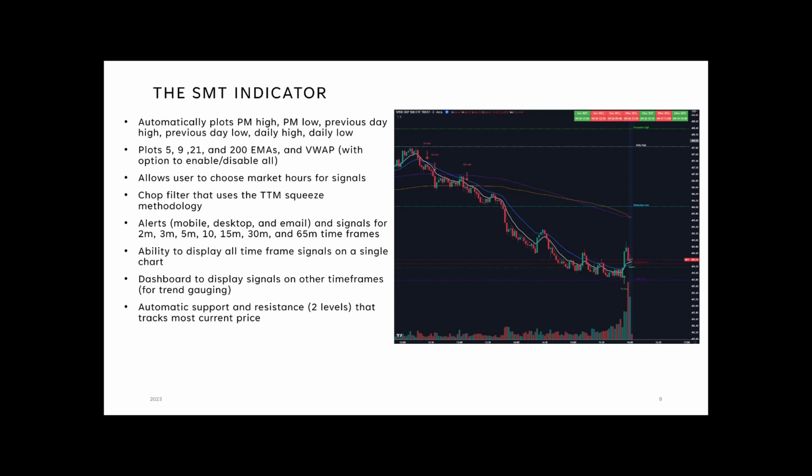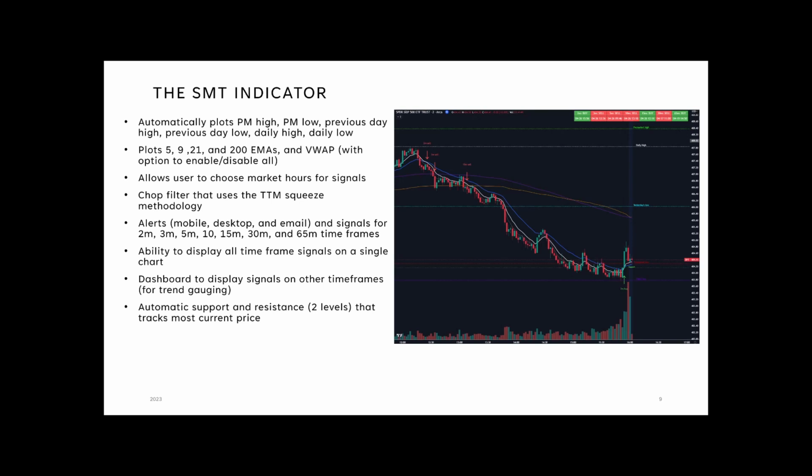I've allowed it so that you can choose the market hours. So if you only want to receive data or signals from 9:30 a.m. to 4 p.m. Eastern, which for me is market hours, you can do that. I've also now built in what's called a chop filter, and it uses the TTM squeeze, which takes Bollinger Bands and Keltner channels and uses that to determine when the market is trending. So when we have a lot of chop, you can turn this on, and it will remove all the signals that occur within a specified parameter. And like I said, there's alerts for all those time frames.